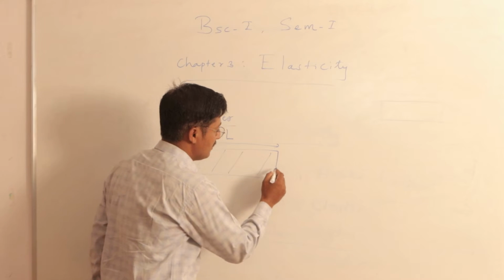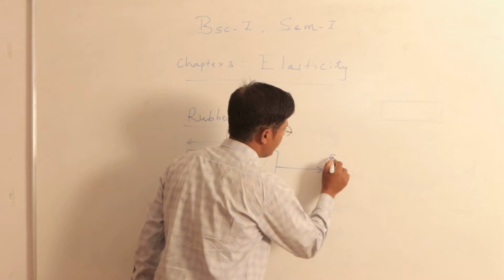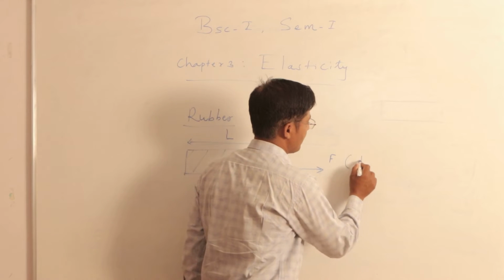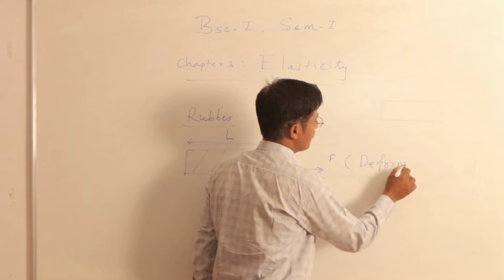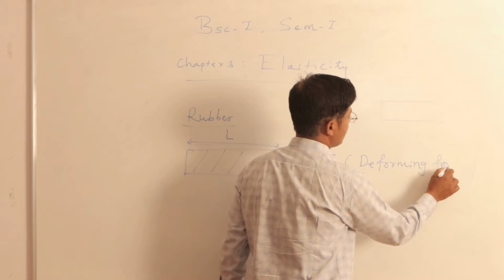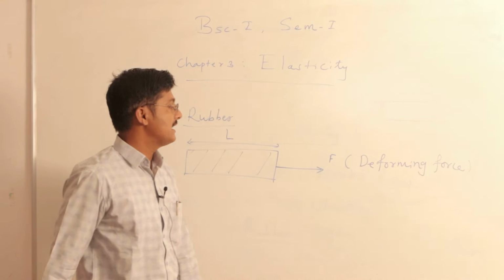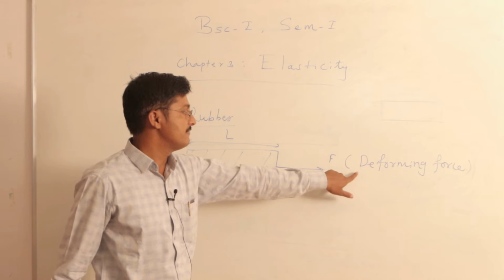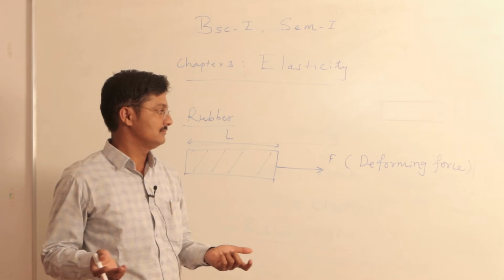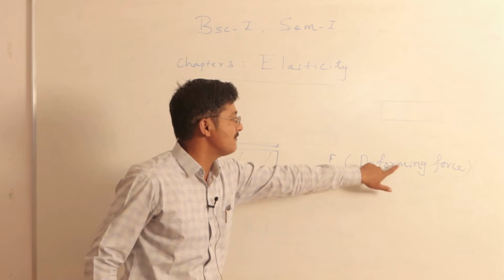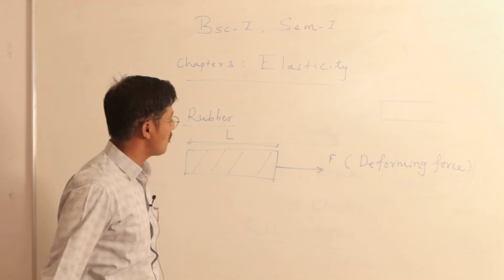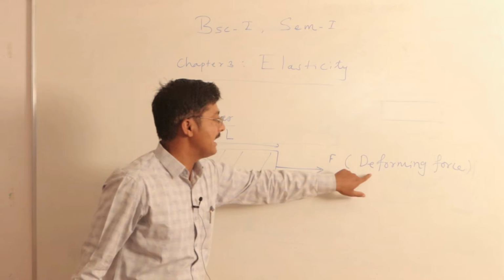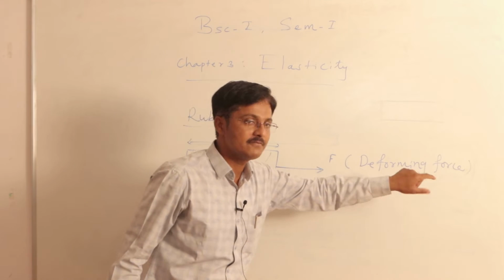Now what I will do is stretch this rubber by applying force. This force is called the deforming force. Always remember, why deforming? Deform means to change the original size and shape. Form, opposite of form, deform. Deform means to change the size and shape of the original object by applying force. This is called the deforming force.